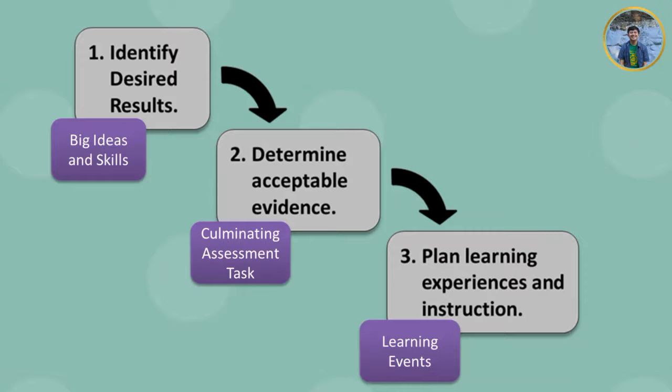The second stage, determine acceptable evidence. The second stage can be done through giving the students a culminating assessment task as a proof that they studied hard for their lessons. This is where paper and pencil tests or even short quizzes occur. And the third and final stage, plan learning experiences and instruction. After identifying results and determining the evidence, teachers should start planning for possible learning events that can help the students learn more about a specific topic. Examples of these that can serve as learning experiences are the mental health webinars we have today.